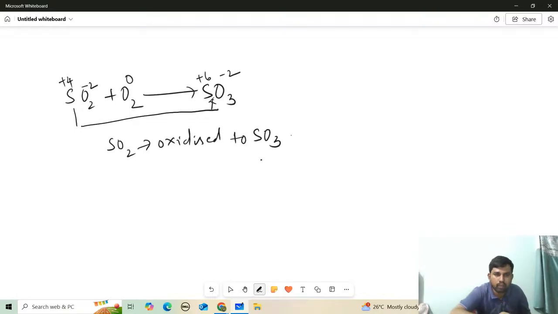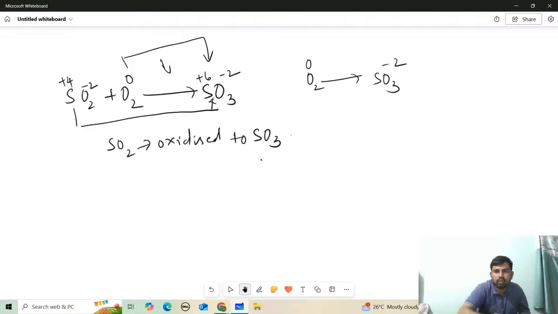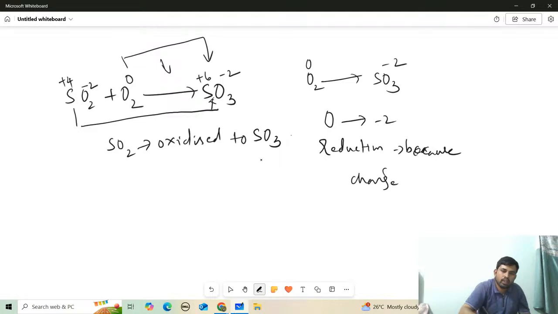Remember, again we are adding oxygen here. Now in this process, this oxygen goes from 0 to minus 2. You know very well it is a decrease in charge. So O2 has 0 charge and in SO3 it is minus 2. So 0 to minus 2 we can say is reduction, because the charge is decreased. Decreasing the charge is called the reduction process.